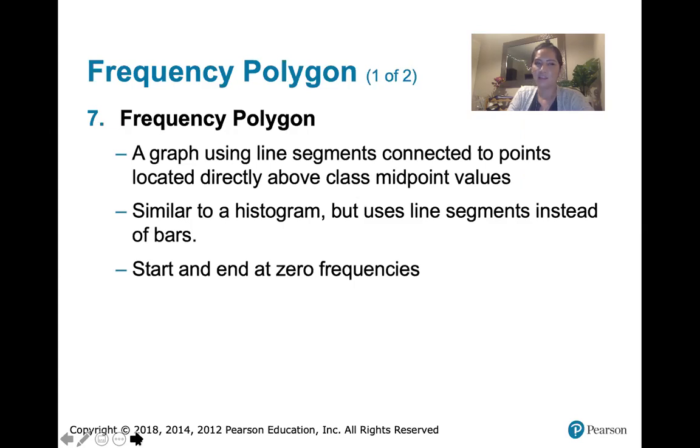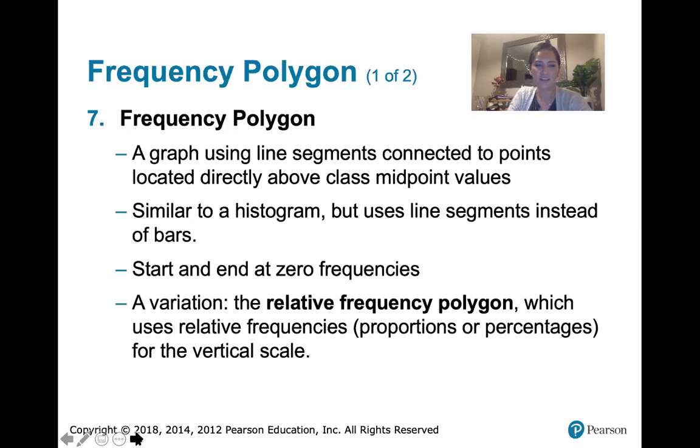And now the way these are drawn, we always start and end at 0 frequencies. And if you're saying to yourself, our frequency distributions don't often start and end with 0 frequencies, you're absolutely right. But I'll show you how we force our frequency polygon to start and end at 0 frequencies very shortly when we look at an example. And then of course there are variations on this. Instead of a frequency polygon, you could also have a relative frequency polygon, with relative frequencies, which could be proportions or percentages, on the vertical scale instead of the actual frequencies themselves.